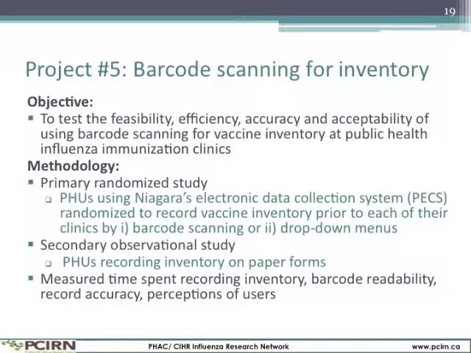And then in a secondary observational study that we did in parallel, we examined some public health units that just use paper forms. The outcomes that we used here were the time spent for recording the inventory, the barcode readability, the accuracy of the records, and then perceptions of the users.